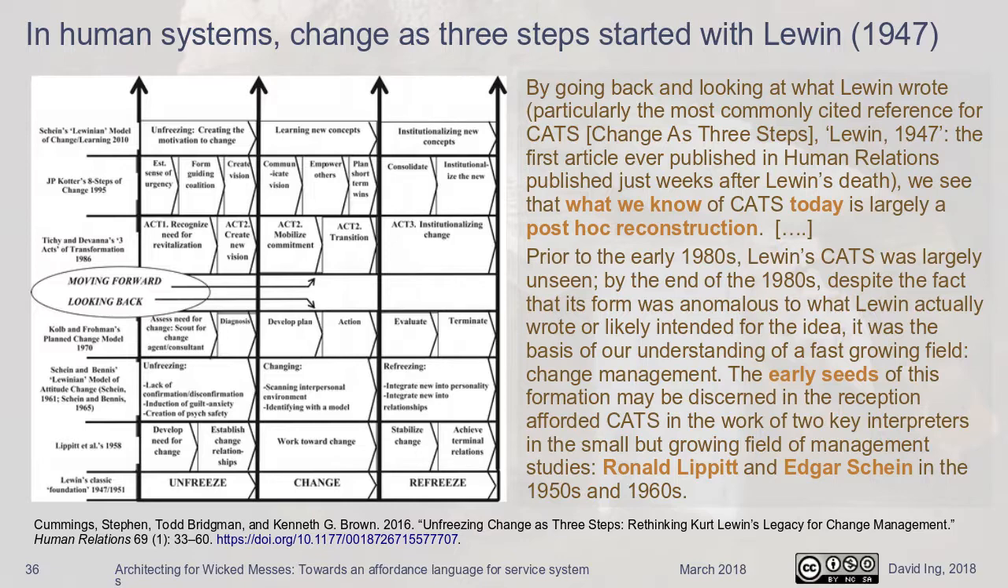Lewin actually didn't create this term of unfreeze, change, and freeze. He actually did the unfreeze part. But then over the next 30 years, people doing organization design work came across the idea. But essentially, the important idea here is that you're coming to a stable state. So you're in one stable state, you're changing, and you're going to another stable state.